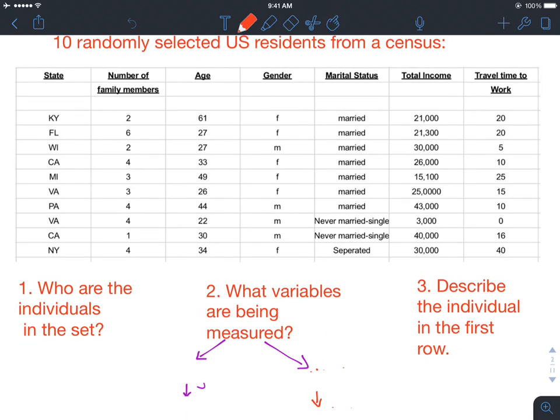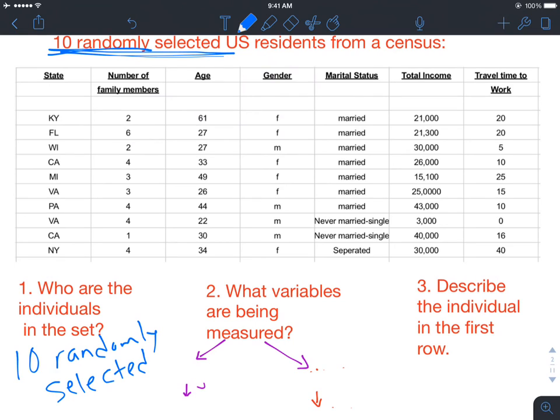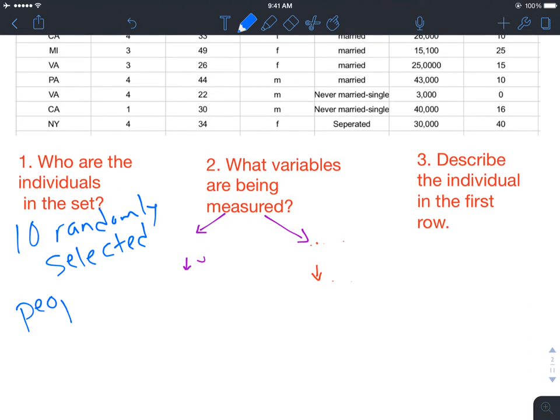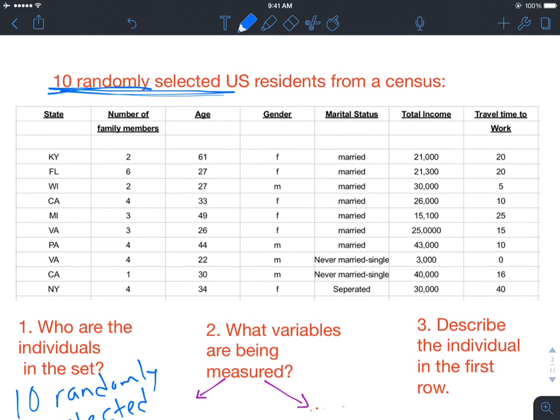The first question that a statistician would like to ask is, who are the individuals in the set? Well, we actually have the answer right here. They tell us 10 randomly selected people from the U.S. Census. And you could check and make sure, 1, 2, 3, and actually go down the line and check to make sure there are 10, but there are.